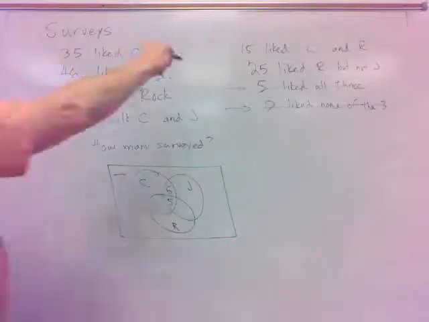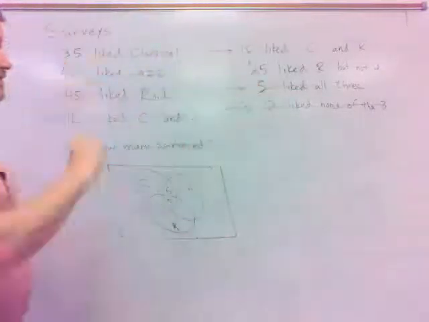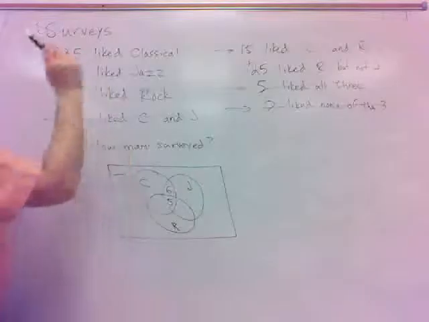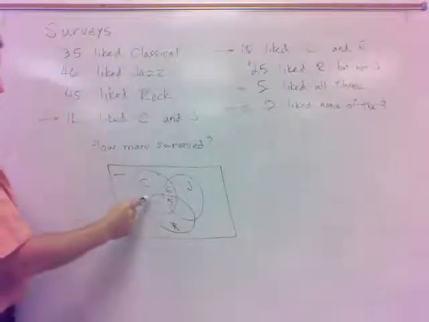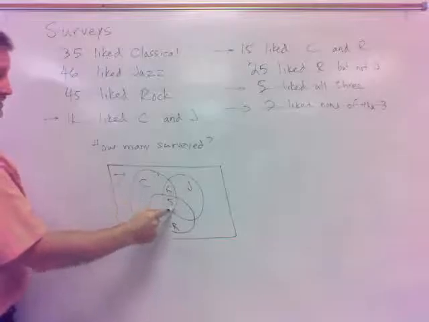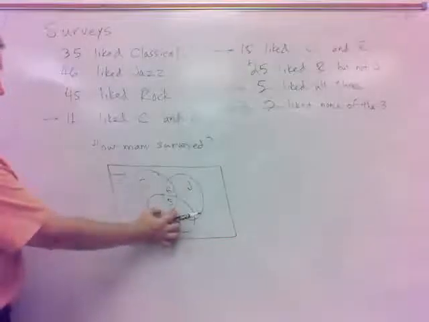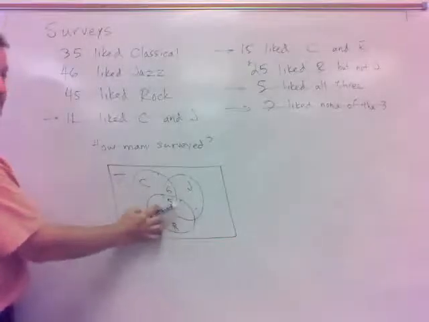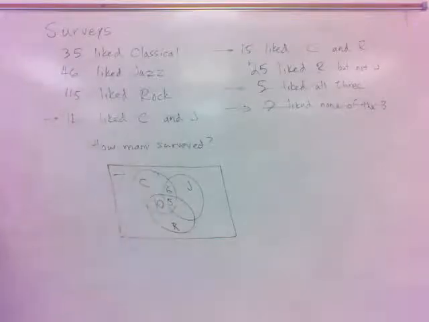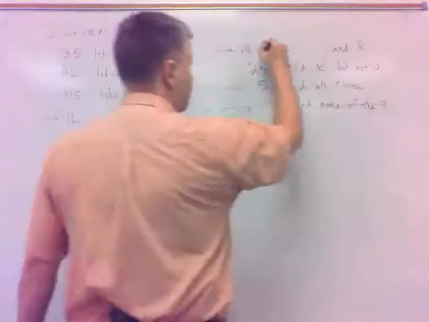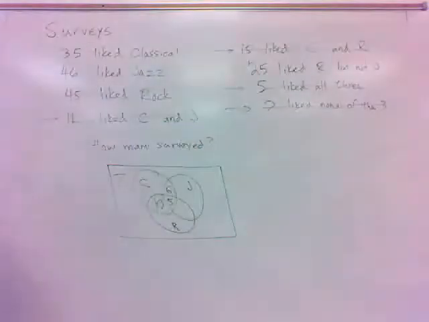Now where? Well, we've got a similar one for classical and rock. 15 like classical and rock, so the overlap of classical and rock is 15. That's these 2, isn't it? These 2 right here. So if that's 5, then this must be 10. With me so far? So far, so good? Okay. Now where can we go? Just looking through it, do you see anywhere we can go?